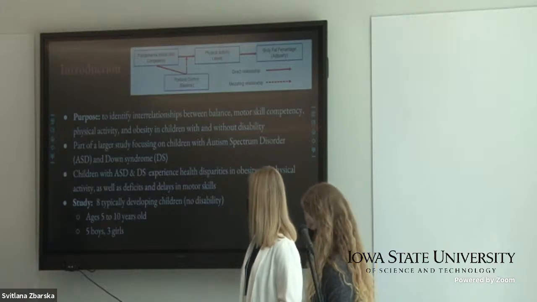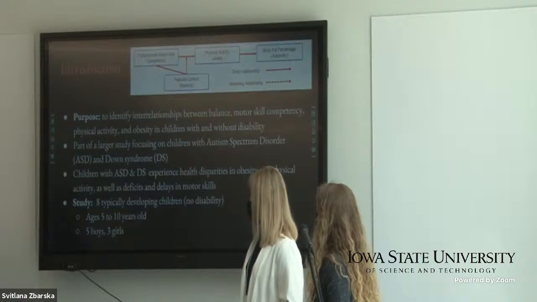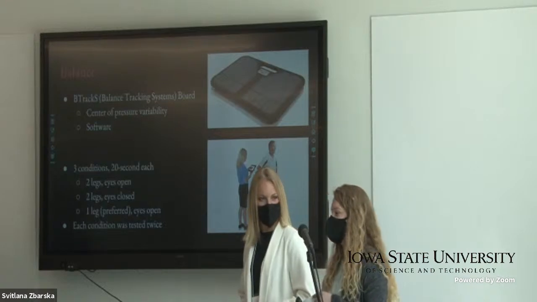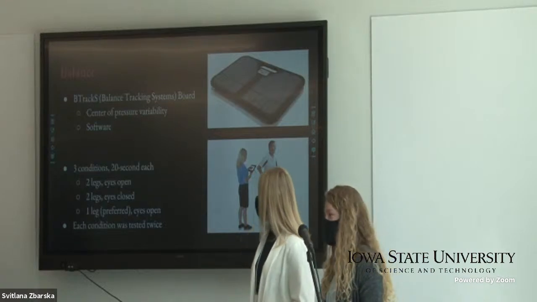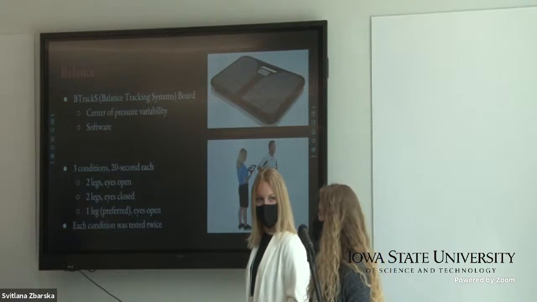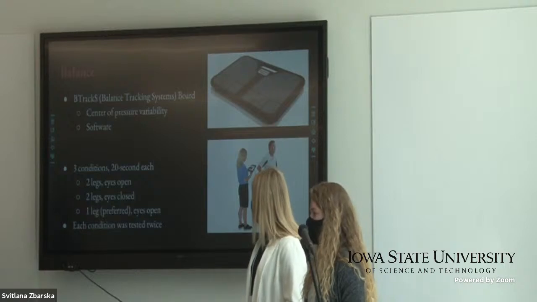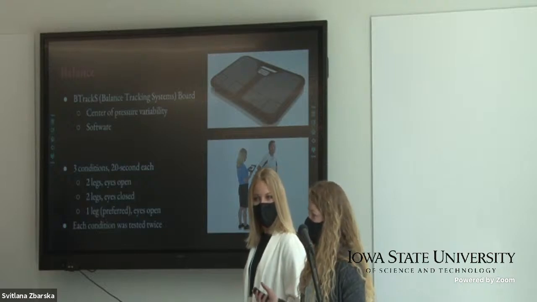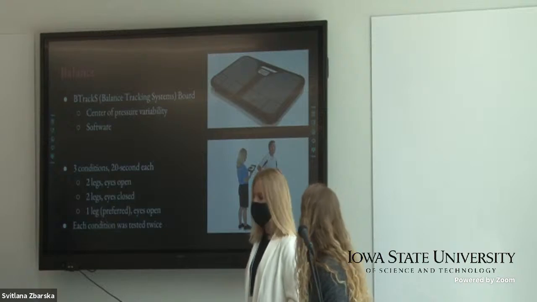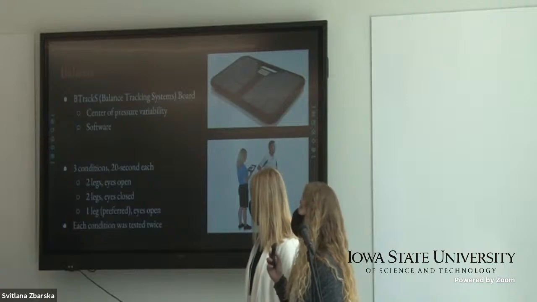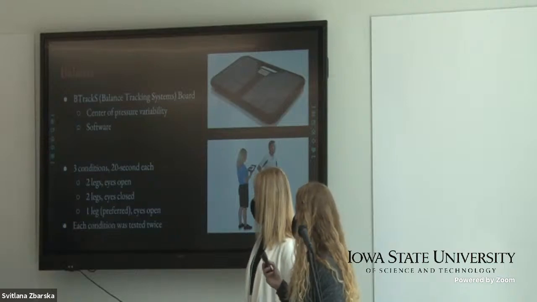So our study consisted of 8 typically developing children between 5 and 10 years old. So to measure balance, we use the B-Track S balance tracking system score, which is similar to a lot of the force plates used in kinesiology. It measures the variability and the center of pressure of the person standing on the board, and it's connected to software that gives us a quantitative value that allows us to compare it among the children and among the other variables. We tested 3 conditions twice, and each test was 20 seconds.